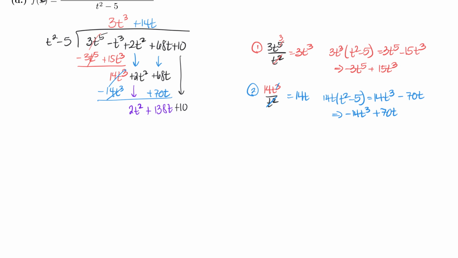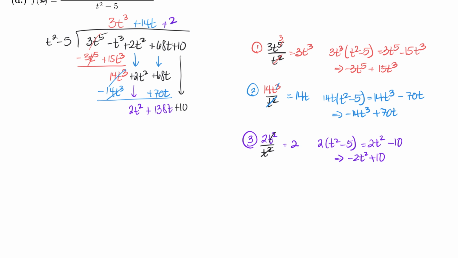And for our third part of our quotient, we'll now have 2t squared divided by t squared. So we're left with 2. So we end up with 2 times t squared minus 5, which is going to get us 2t squared minus 10. Multiplied by our negative, it's negative 2t squared plus 10. So we add our 2 at the top, and let's see what we get.